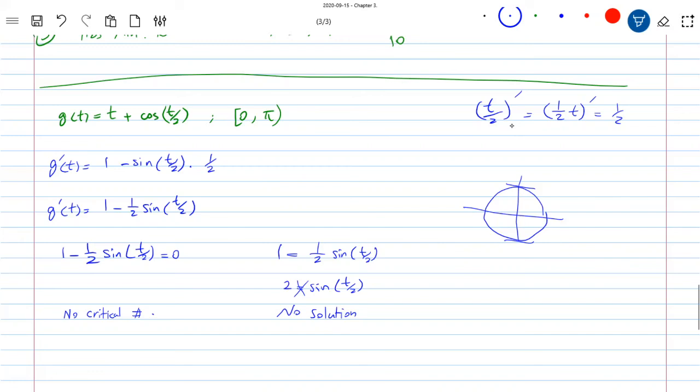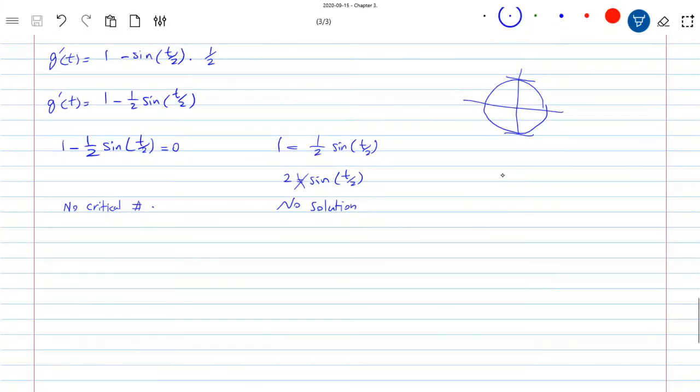It's kind of important that you find the derivatives correctly. Otherwise, if you forget that 1/2, you might find multiple solutions. Okay, so no critical number. So what now? We look at the endpoints. What are the endpoints? Step 2 was the y values of the endpoints: t equal to 0 and t equal to pi. We need to find the corresponding y values.